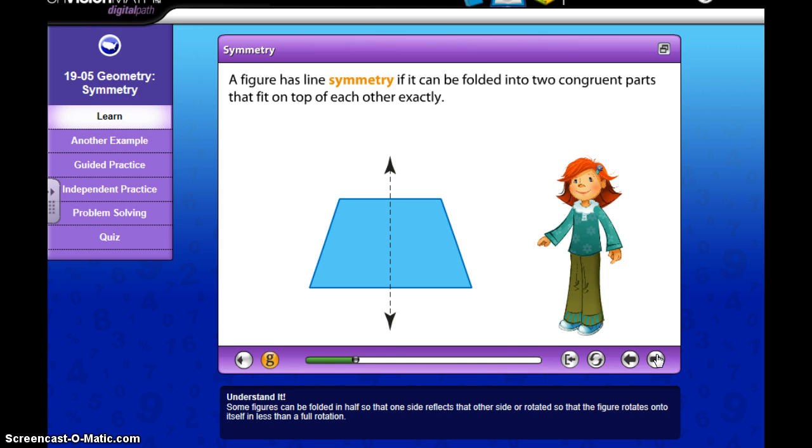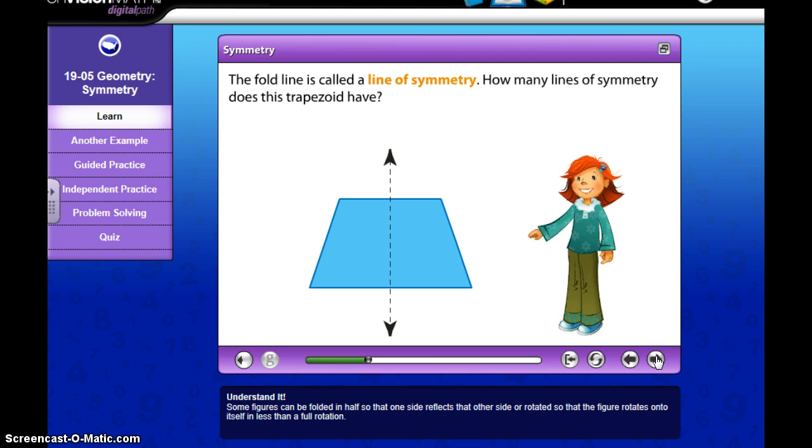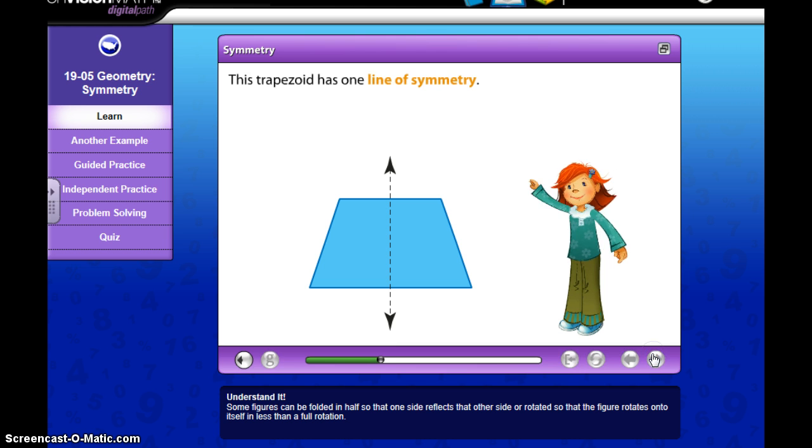Same shape and same size. That's right. And they can fit on top of each other. Exactly. The fold line, or we sometimes dot it like this, is called a line of symmetry. How many lines of symmetry do you think this trapezoid has? Raise your hand if you want to share. Will? One. Okay. It does have one line of symmetry.